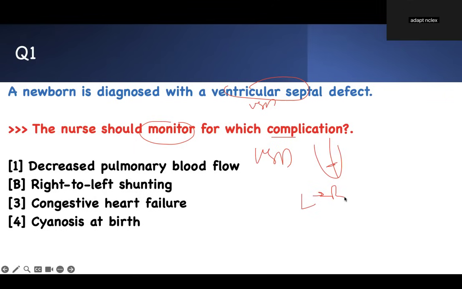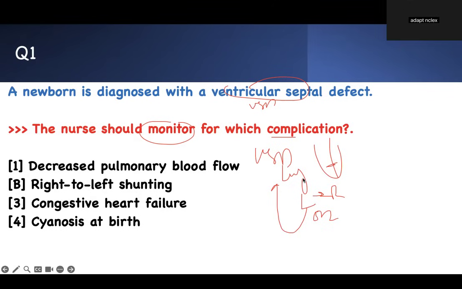Blood is staying in the heart. Blood from the left side is already oxygenated. Therefore, what do you think? All this blood is going back to the lung. So this is what we have: a left to right shunt, increasing blood flow in the heart, and the blood is going back to the lung.